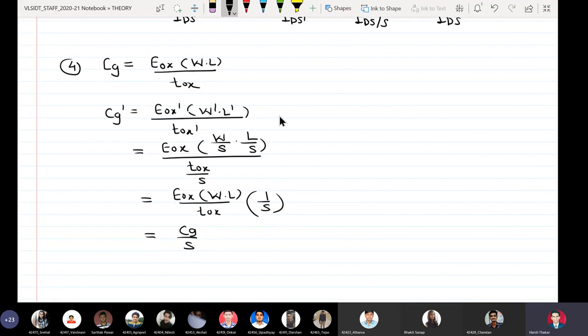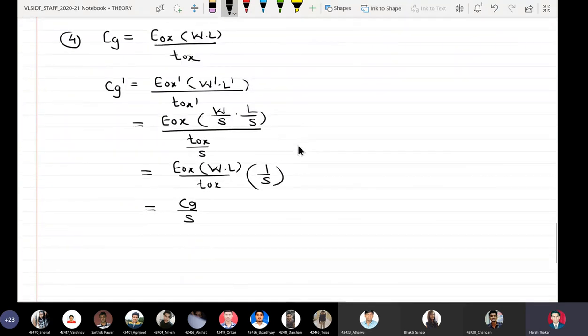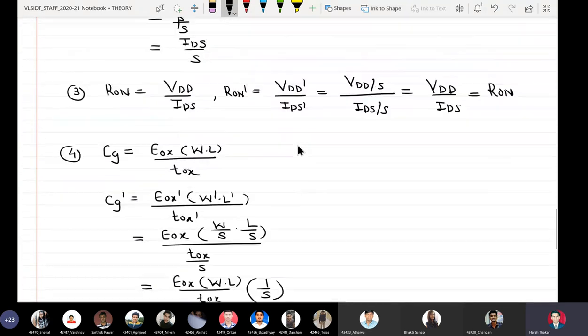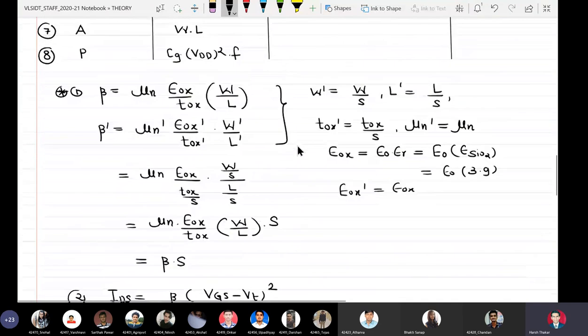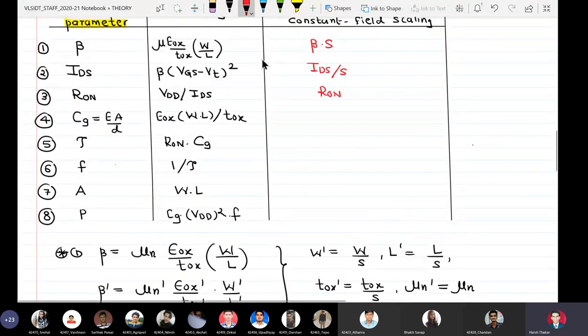So the gate capacitance has reduced because S is greater than 1. That is why Cg upon S indicates a reduction in gate capacitance, which is very good because it will actually enhance the operating frequency. So the conclusion of the fourth point is that it is Cg over S. When we scale down a MOSFET, the gate capacitance reduces.